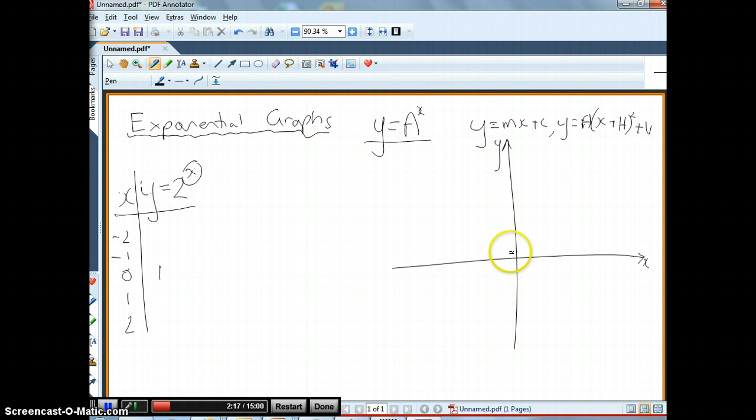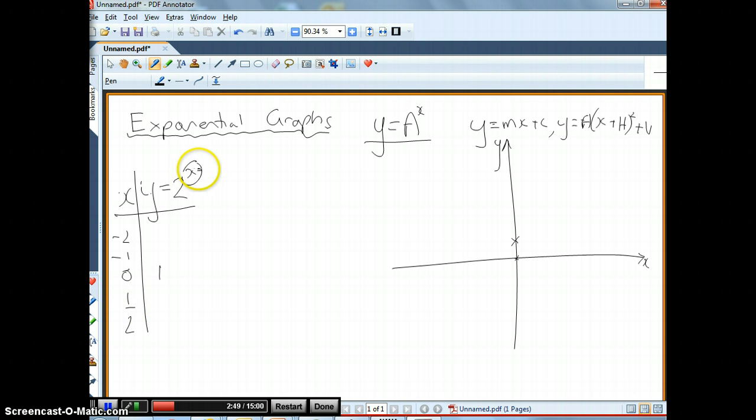So I'm going to go ahead and plot that point on my graph. When x is equal to 0, y is equal to 1. Now that is a standard feature for the exponential graph. It always cuts the y-axis at 1. The exponential graph, you always see the y-intercept, or the graph cut at y equals 1.